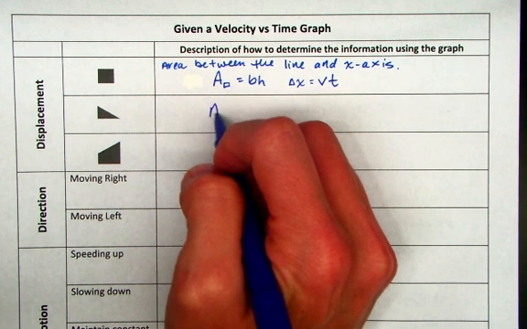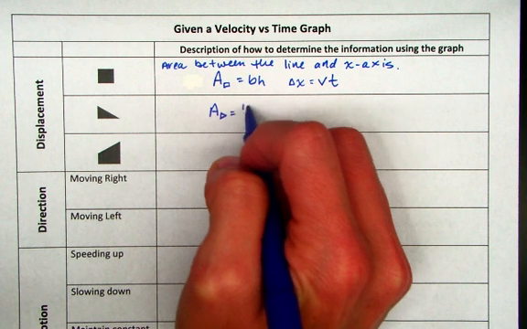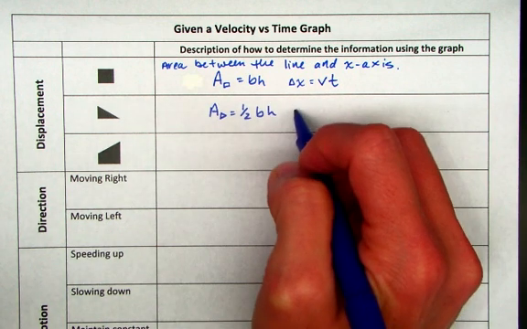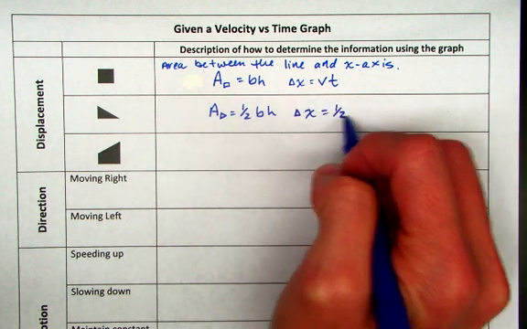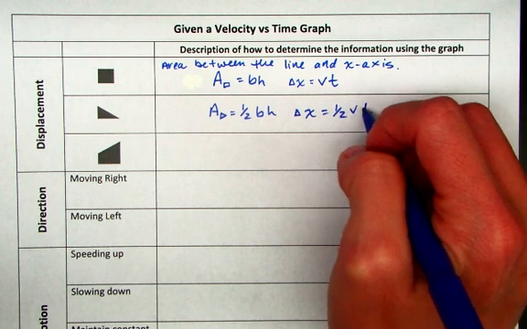Here we have the area of a triangle is 1/2 base times height. So the displacement is going to be 1/2 the velocity times the time.